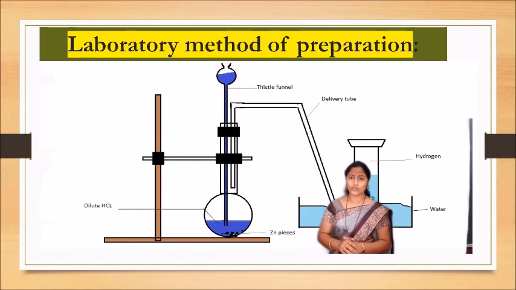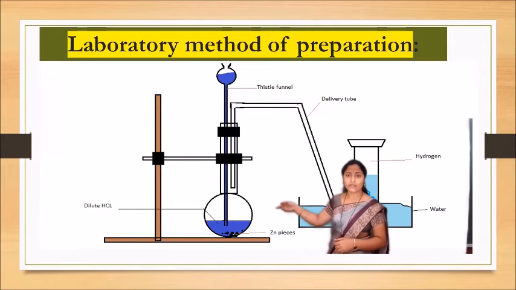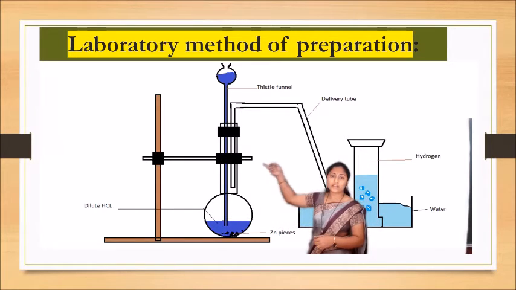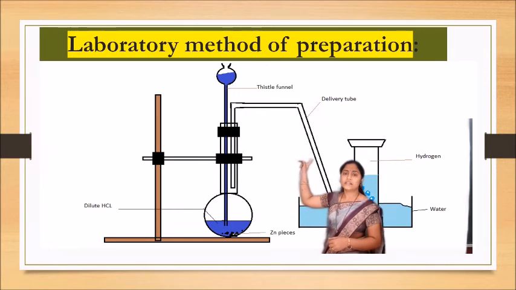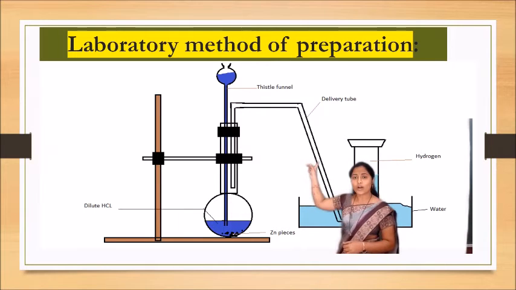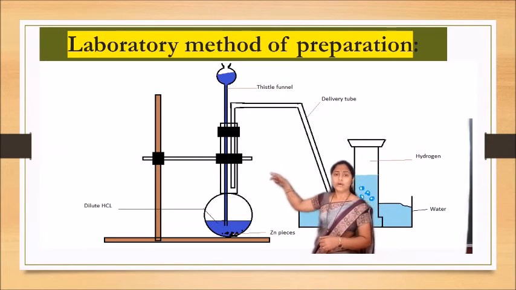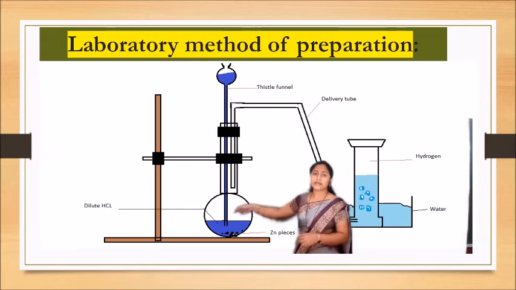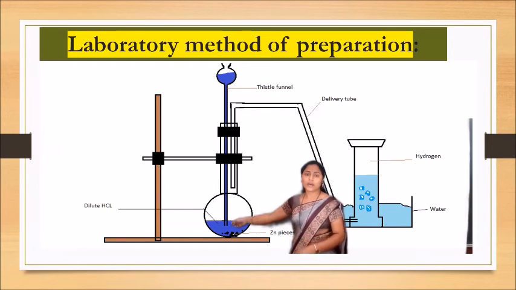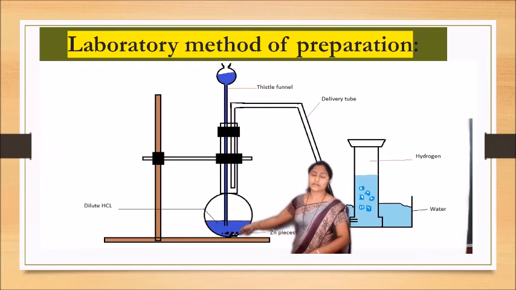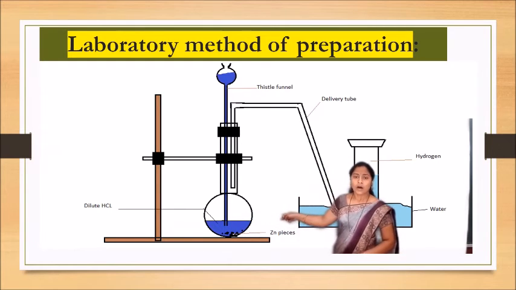Here I am showing you the same method for the preparation of hydrogen gas in the laboratory. Here I have taken a round bottom flask, and this flask is attached with a thistle funnel as well as this bent glass tube, which is also called a delivery tube. The lower end of the thistle funnel should be deep inside the acid. Now look at this. When I add dilute hydrochloric acid inside this flask, the zinc granules start to react with the hydrochloric acid, and hydrogen gas is formed.